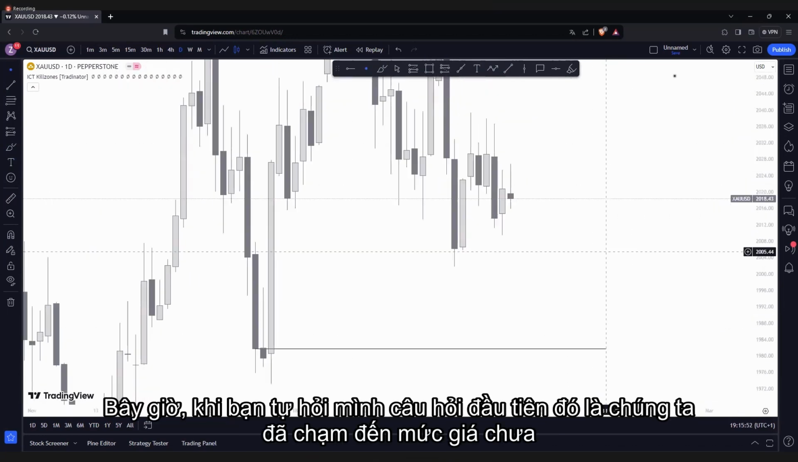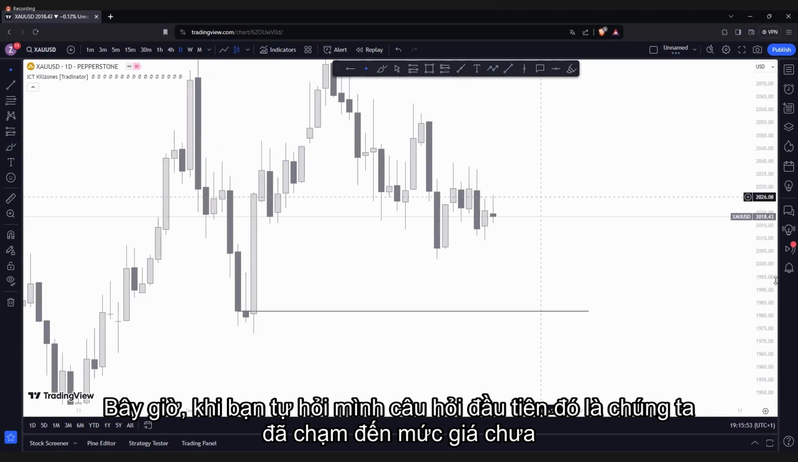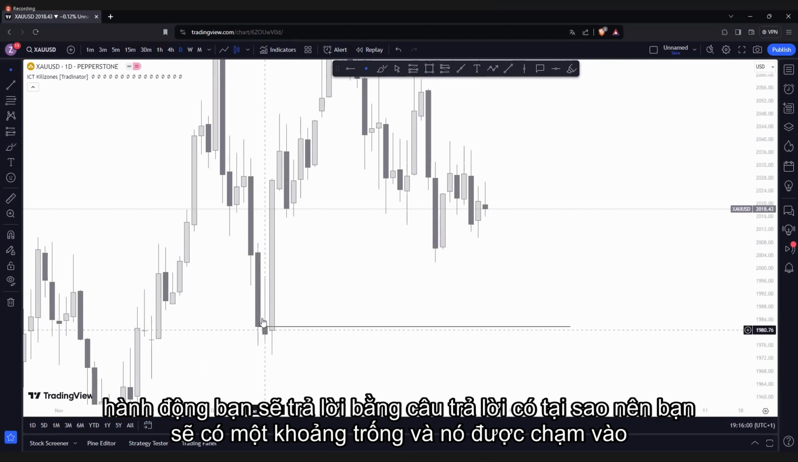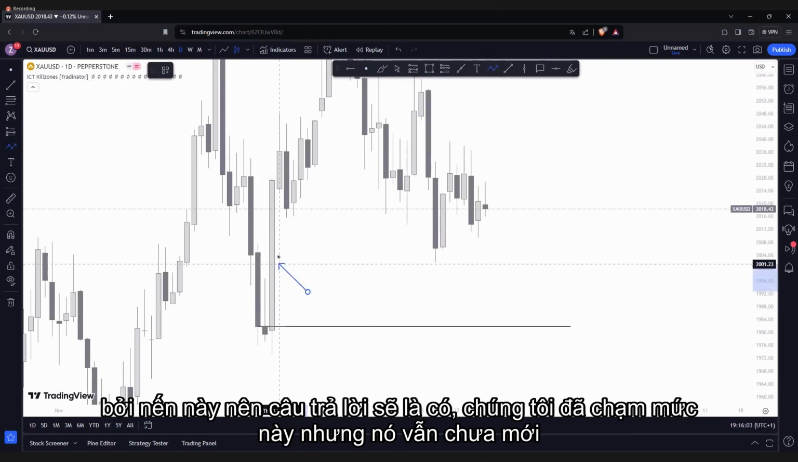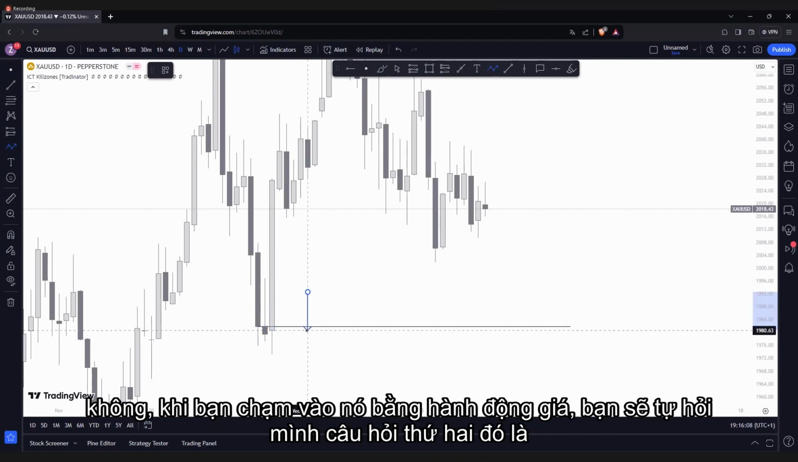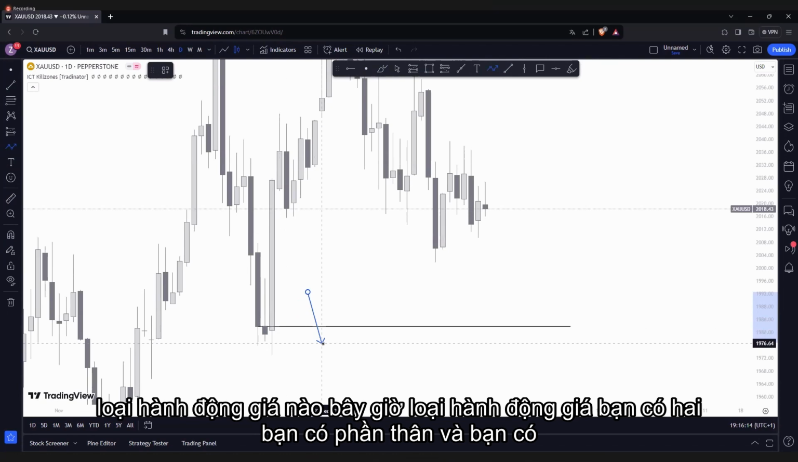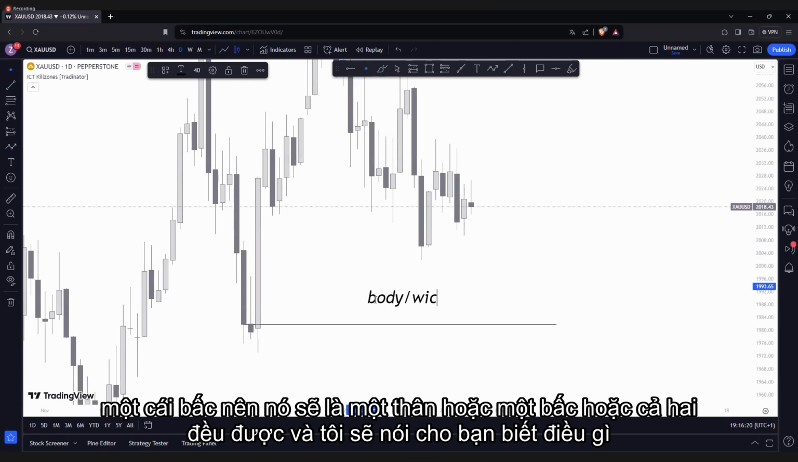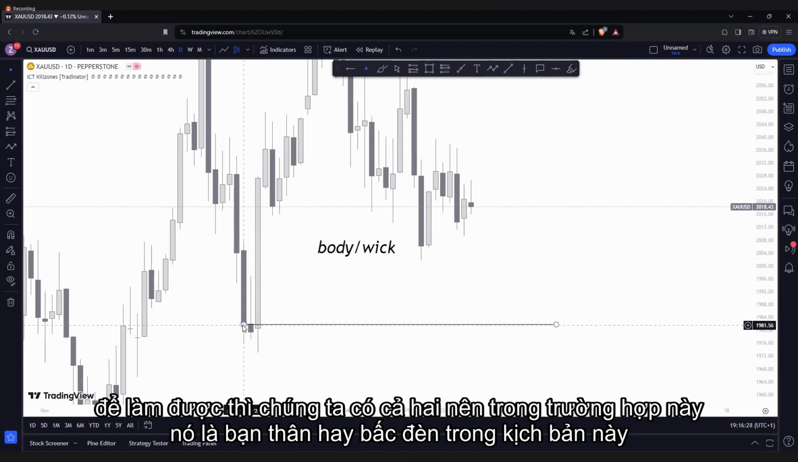Now, when you ask yourself the first question, which is, did we touch the level with the price action? You're going to be answering by a yes. Why? So you're going to have a gap, and it is touched by this candlestick. So the answer is going to be yes, we touched the level. But is it unfresh yet? No. When you touch it with price action, you ask yourself the second question, which is what type of price action? Now, the type of price action, you have two. You have body and you have a wick. So it's either going to be a body or a wick or both. Okay, and I'm going to tell you what to do when you have both. So in this case, is it a body or a wick? In this scenario, it is a body.